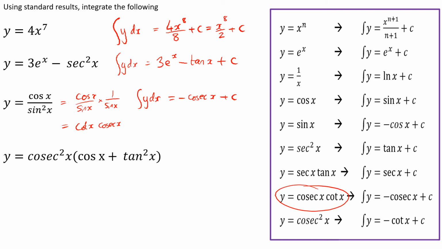So if you've got something that looks unfamiliar and it's trig, try and rearrange it into one of these forms. Like I say, you get given these 4 in the exam, so it's useful to just look at those and think, well, what is this closest to?